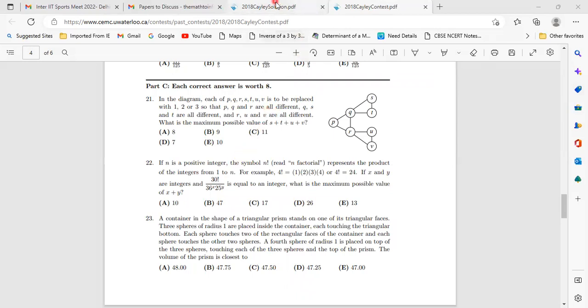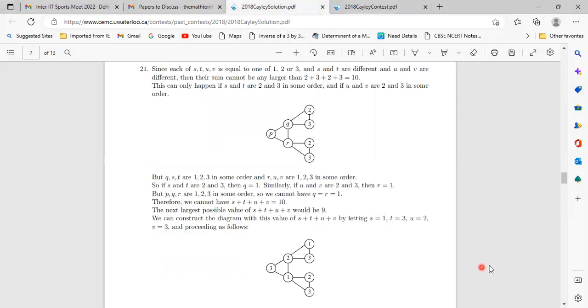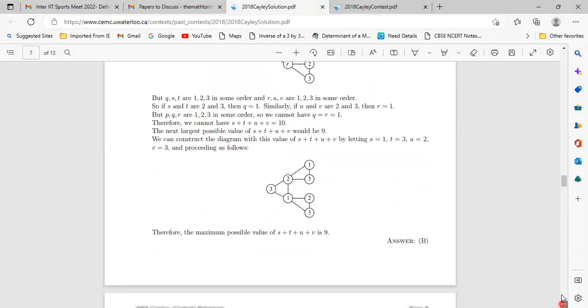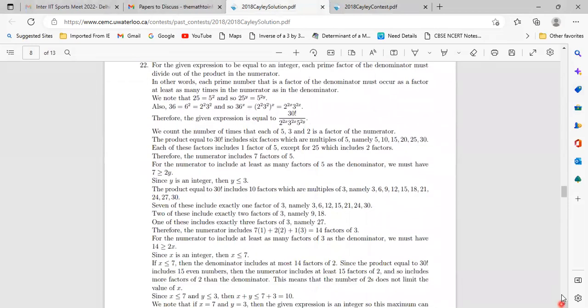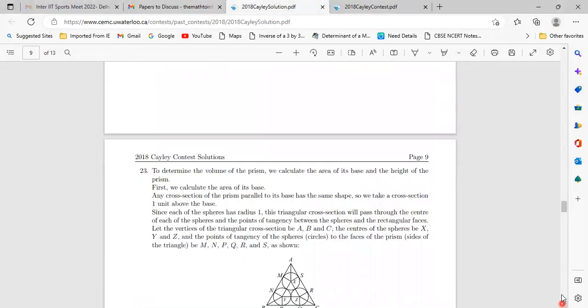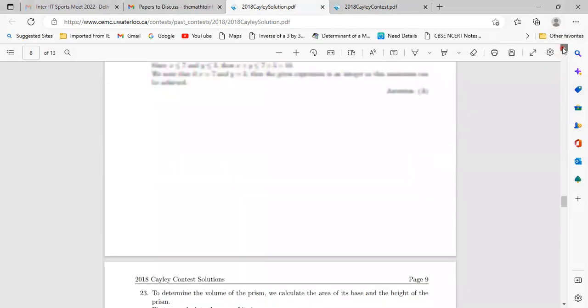I think this is a simple one only. We'll just refer to the solution. It's very easy.